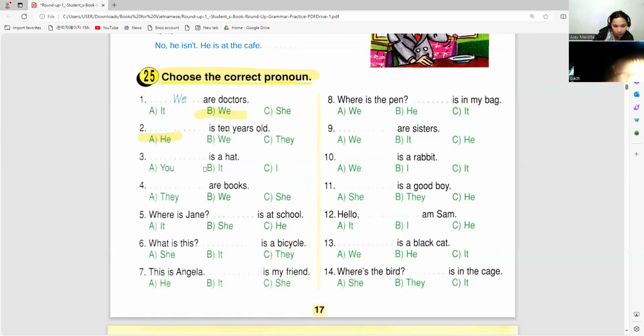It is. That's right. Okay, number four. What's your answer, number four? They, we, she. Girl. Number four is? What's your answer, number four? They are books. Okay, they are books. Number five.